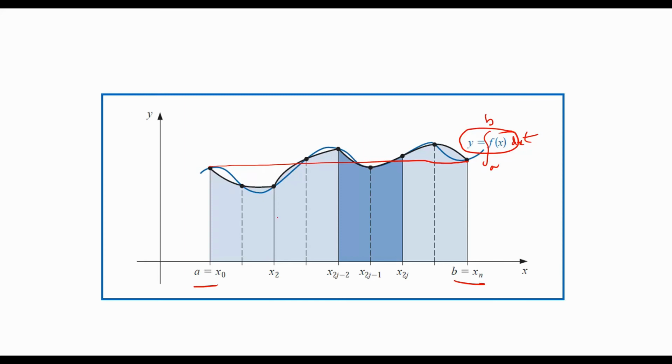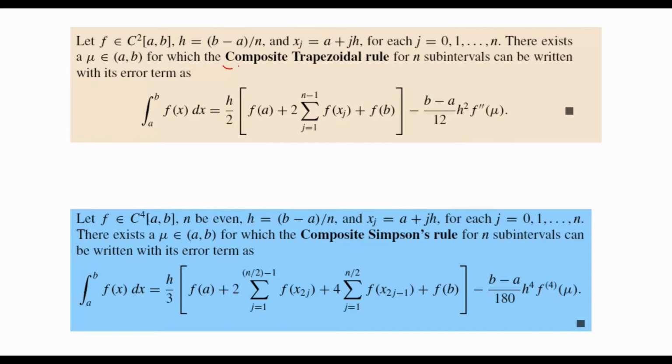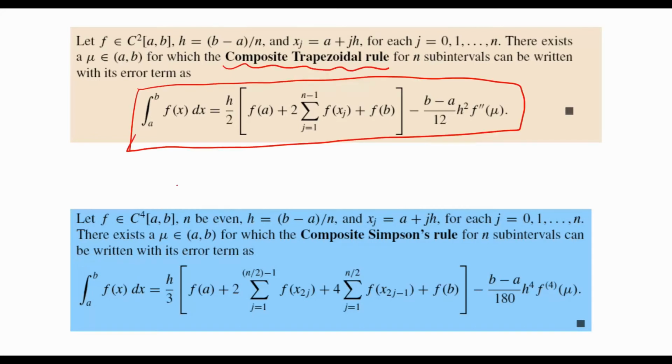Similarly, I can divide this into small intervals and apply Simpson's rule. It will approximate this small interval with a second degree polynomial, this small interval with a second degree polynomial, this interval with a second degree polynomial. This is the formula for the composite trapezoidal rule, and this is the formula for the composite Simpson's rule.